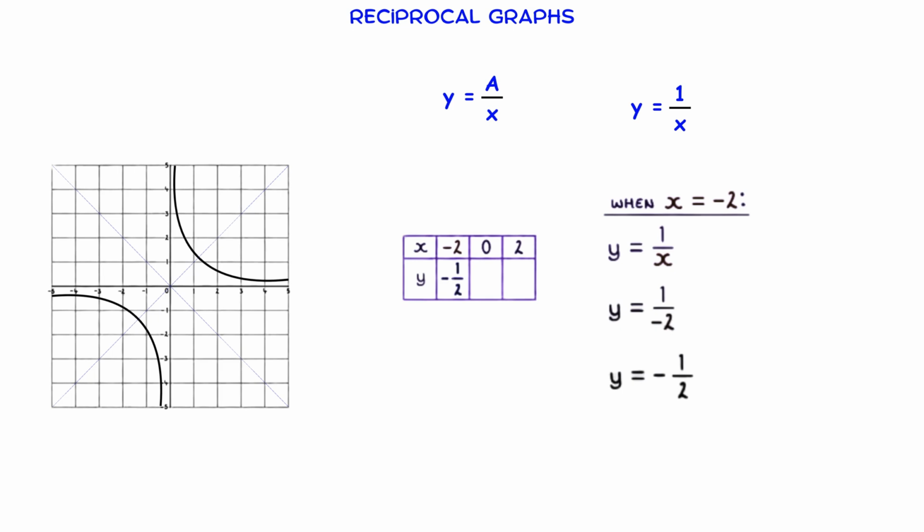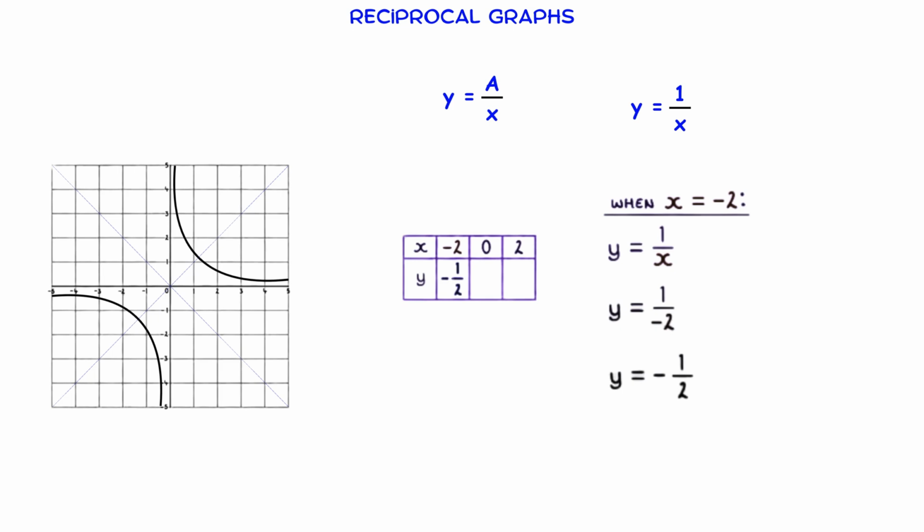For example, to find out what y is when x is minus 2, we just plug minus 2 into our y equals 1 over x equation. So it becomes y equals 1 over minus 2, or just y equals minus a half. So we know that when x equals minus 2 on our graph, y should equal minus a half, which it does right here.